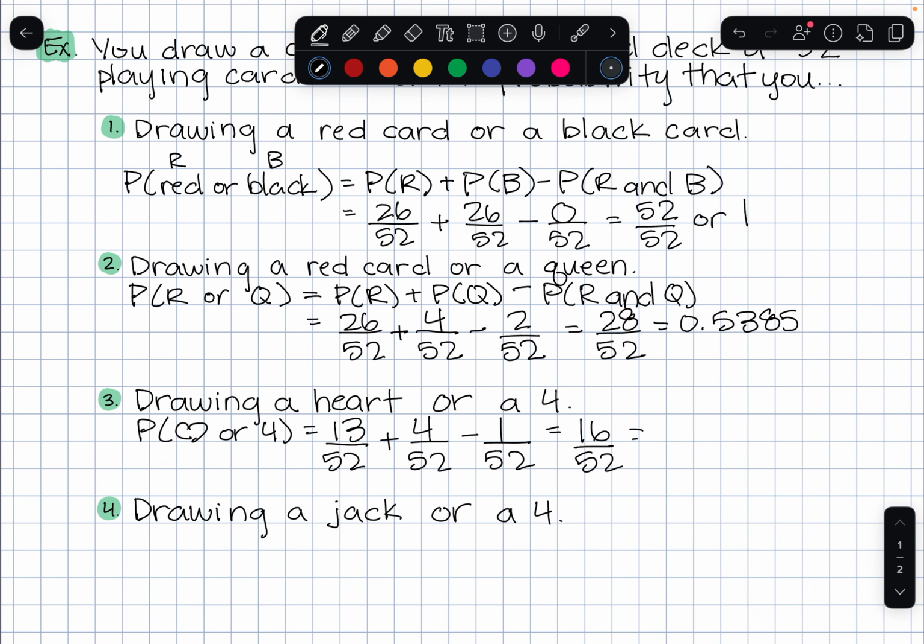And again, we're going to grab our calculator. 16 divided by 52 is 0.3077. So about 30.8%.